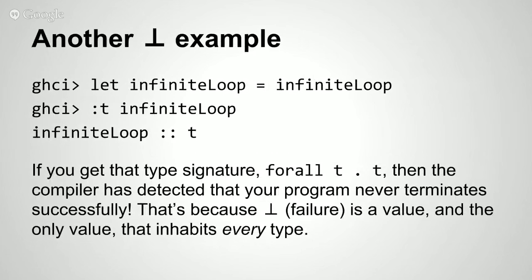Another bot example is this infinite loop. It recursively calls itself over and over. The compiler doesn't have enough context to figure out a type because it never returns, and there's no value other than it defined in terms of itself. So it gives it the type signature for all T, T, which means that the compiler is actually detecting that the program never returns anything successfully. So that's kind of cool.